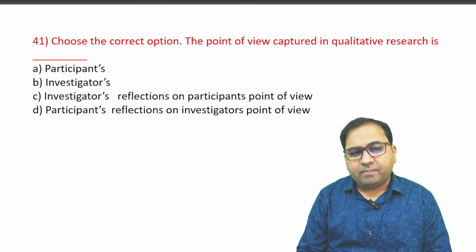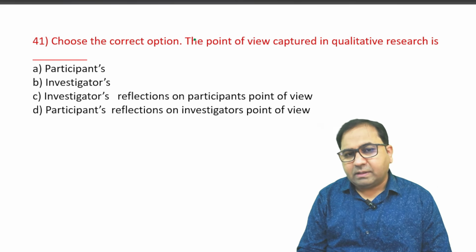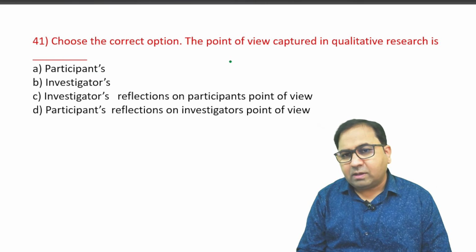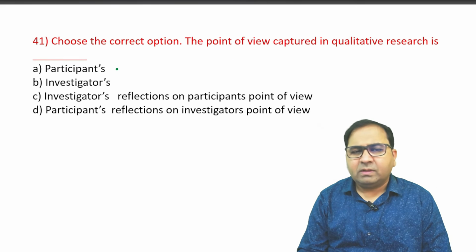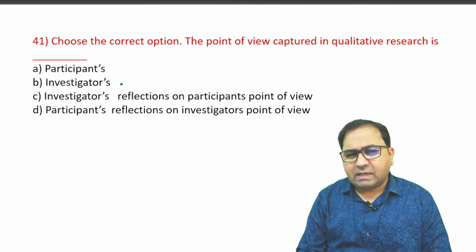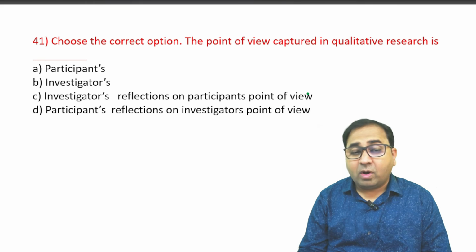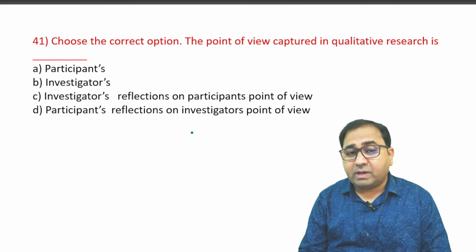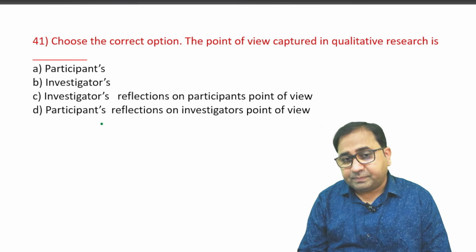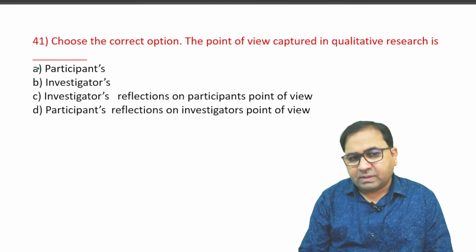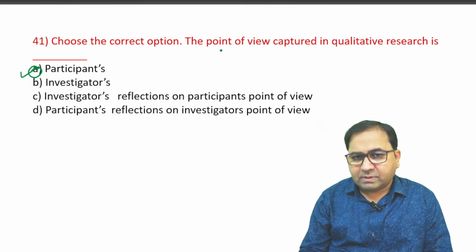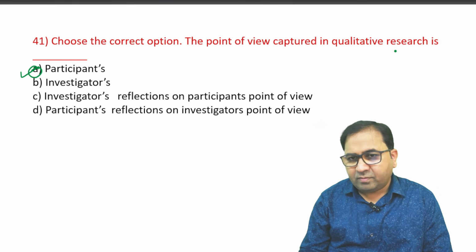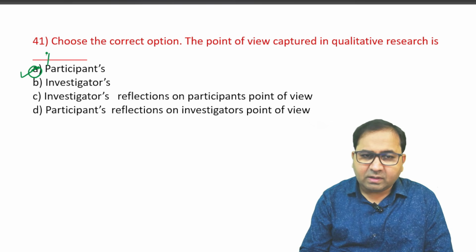Then next question. Choose the correct option. The point of view captured in the qualitative research is dash. Participants, or investigators, or investigators' reflections on participants' point of view, or participants' reflection on the investigators' point of view. What is the correct option? The correct option is option number A, that is participants. So let us read the sentence again. The point of view captured in the qualitative research is of the participants.